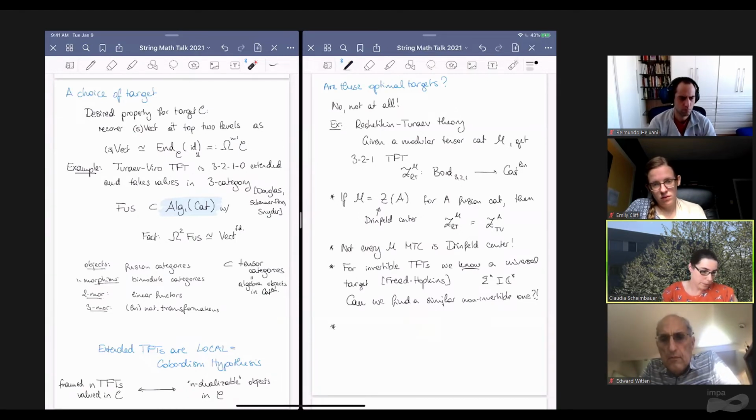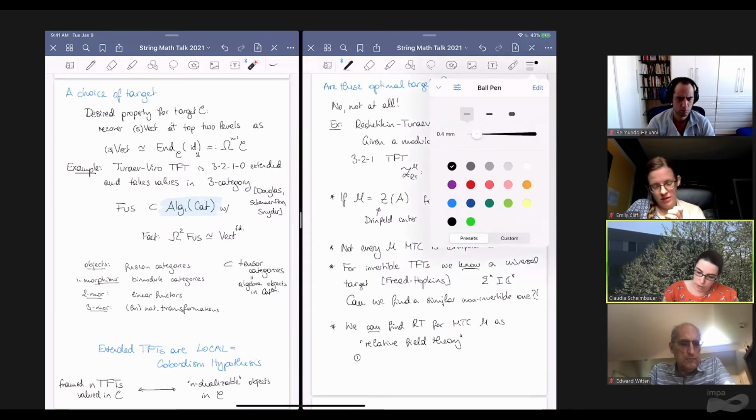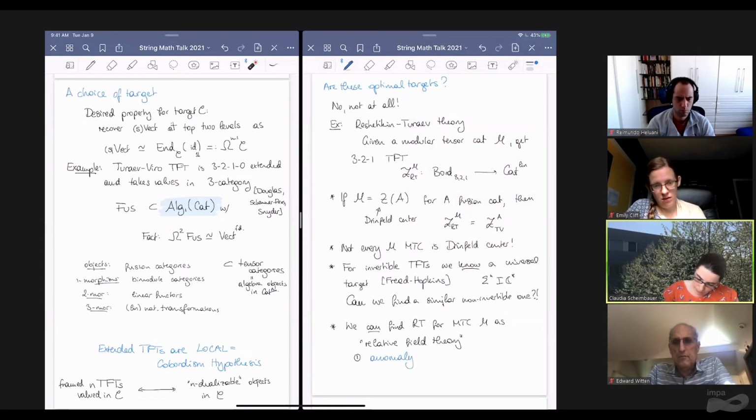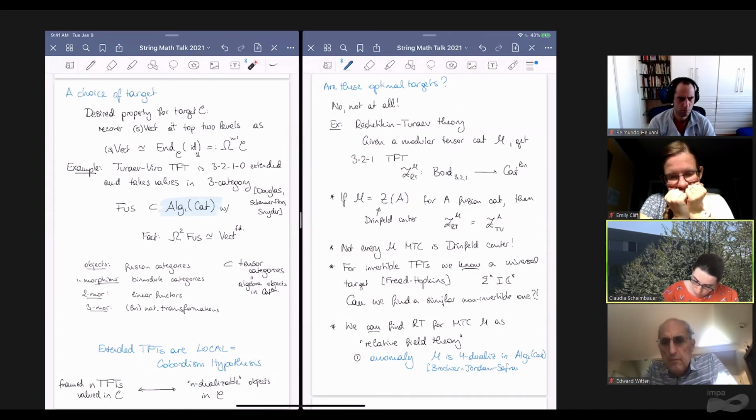And the last thing I would like to mention is that we can find Reshetikhin-Turaev theory for an MTC M as a relative field theory. So there are two ingredients into this. So the first ingredient is the anomaly. So the anomaly is that M is four dualizable in this target ALG2 of cats that we mentioned before. So this is due to Brochier, Jordan, Safronov, and Noah Snyder.